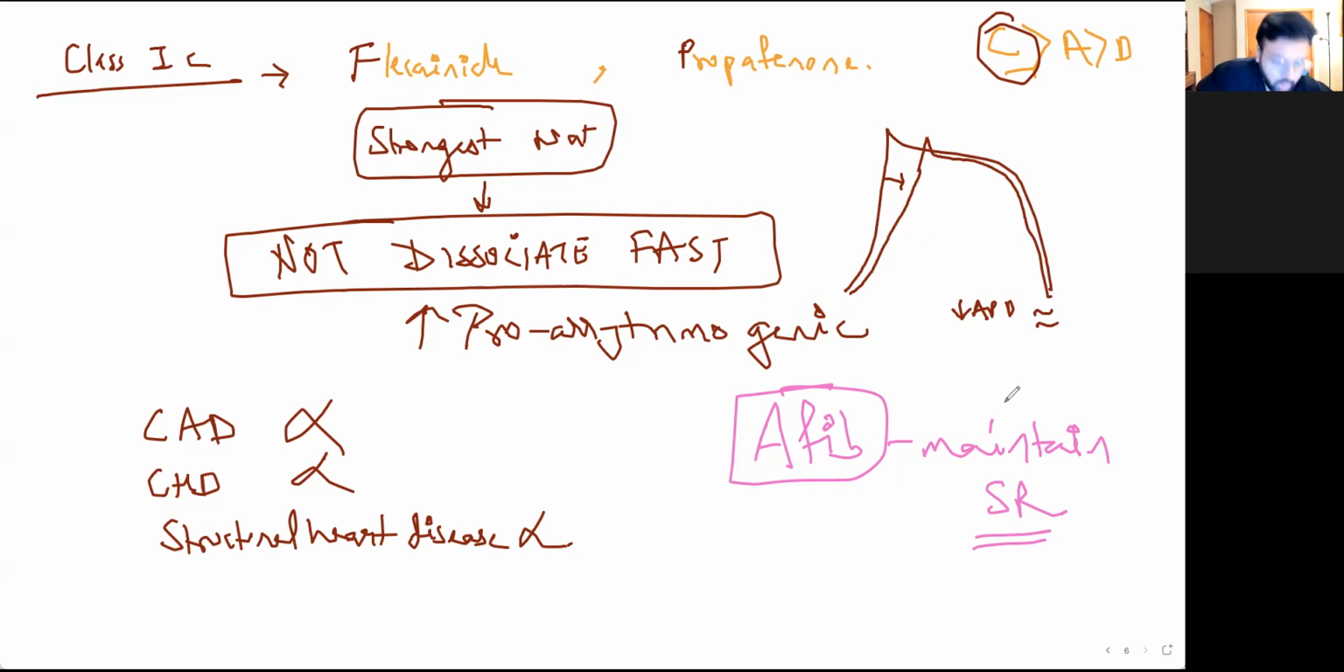Now, since it has the strongest binding to the sodium channel, USMLE would love to ask about rate dependence. Now, does anybody know what is rate dependence? What should happen to the heart rate and QRS complex if the patient is running? What should happen to the QRS complex with the heart rate in class 1C, given the fact that they bind to the sodium channel very strongly?